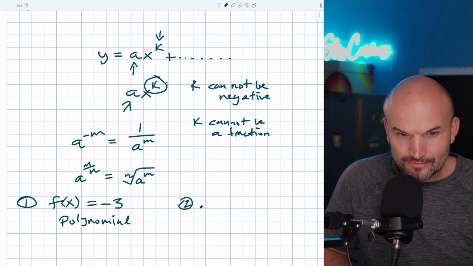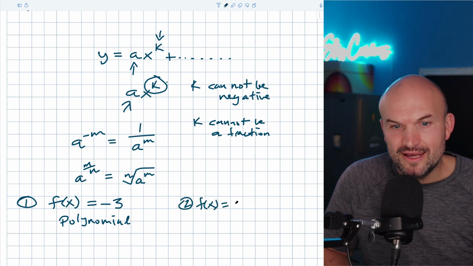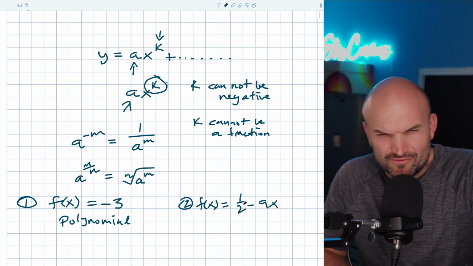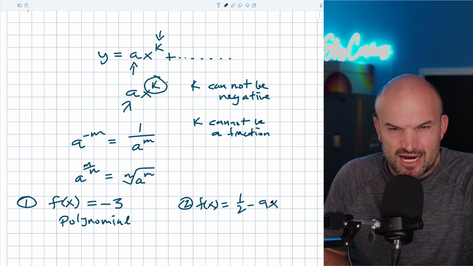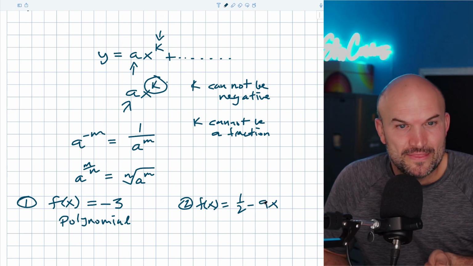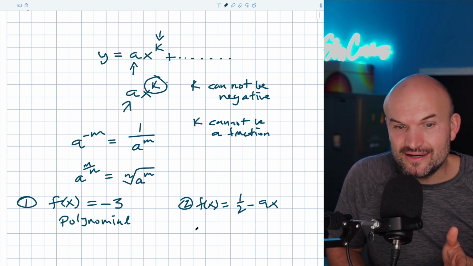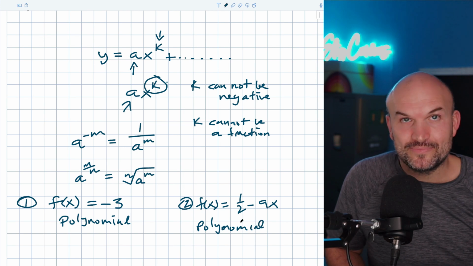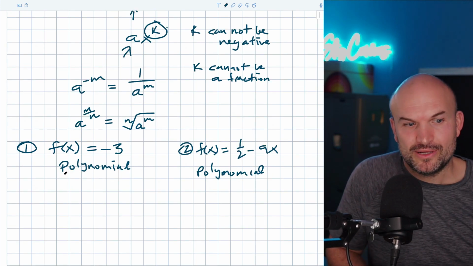Number 2. What about if I have f(x) = 1/2 minus 9x? Now, some students will look at fractions like, I hate fractions, -9. But again, my a is negative, but my exponent's not negative. So again, this is going to work, polynomial. Okay, so that is, again, an example of a polynomial.